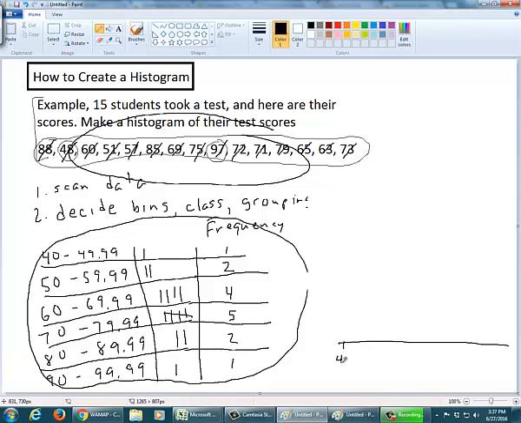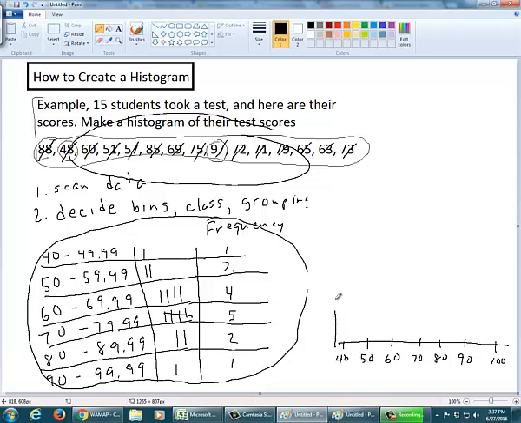And just make a mark wherever the bins are, that's how you designate your x-axis. So I'm scaling by tens because I grouped by tens. So 60, 70, 80, 90, 100. Okay, and that's the x-axis.